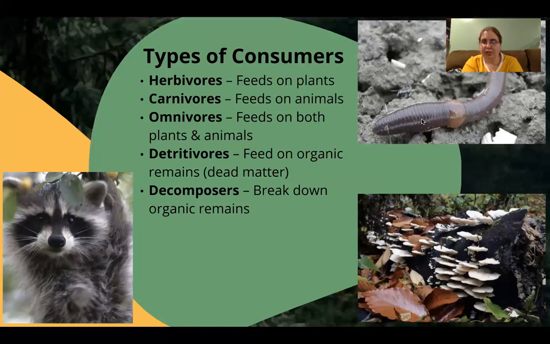Similar to detritivores are decomposers. But with decomposers, instead of eating the dead organic remains, they break it down. So what happens is, like in the case of this fungus on the fallen tree, it is chemically breaking down the tree. It does take longer to do than just eating, but it still works for them. So they kind of break down the tree and then absorb the nutrients into their cells directly.